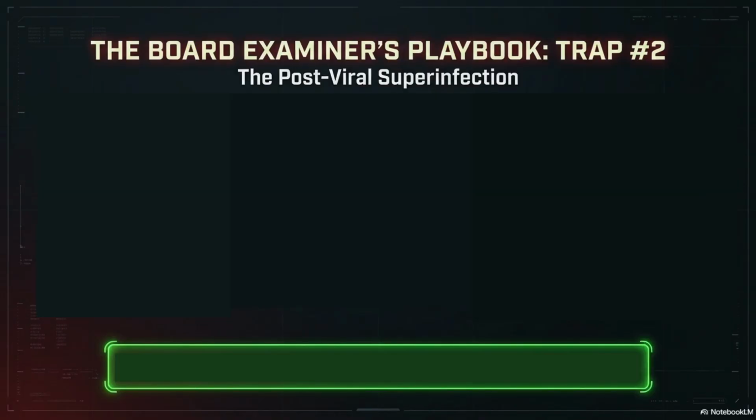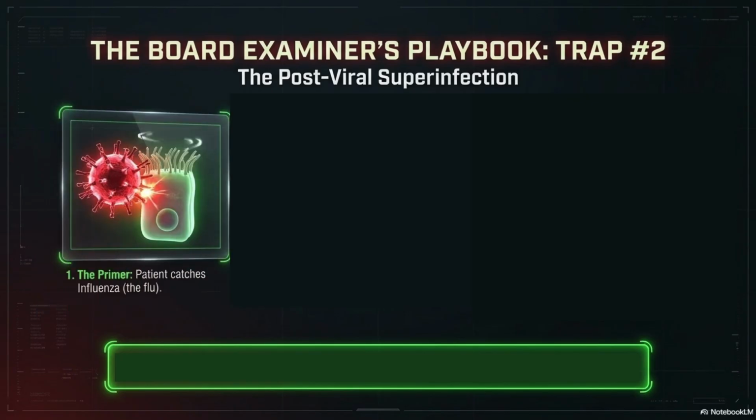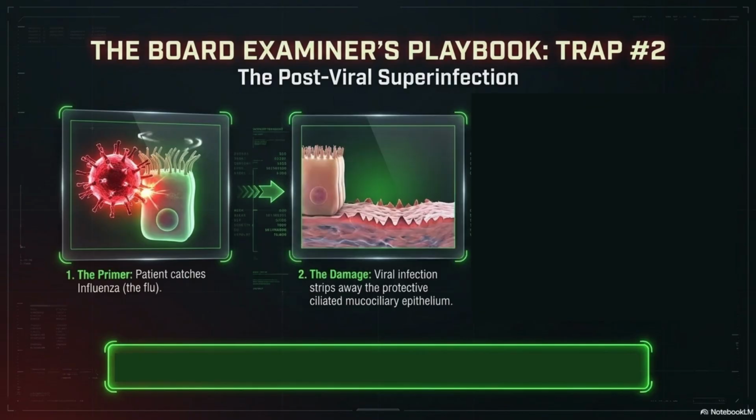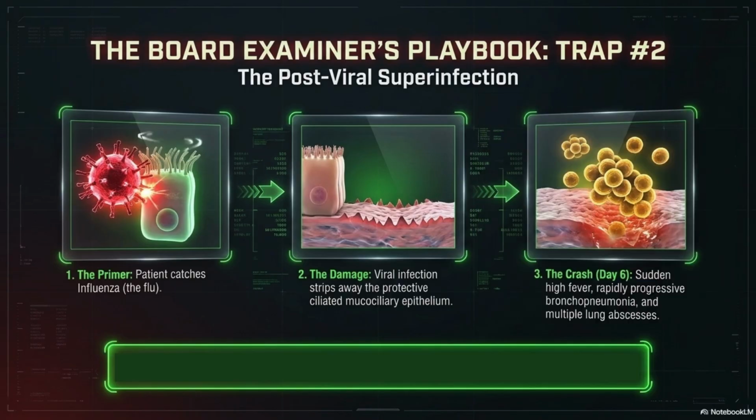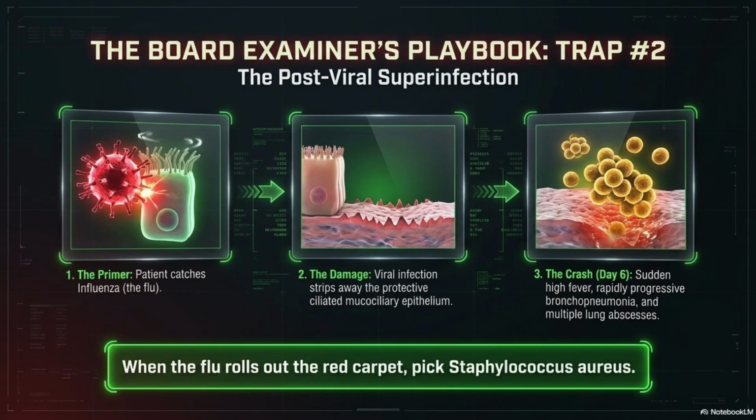Moving to trap number 2, the post-viral superinfection. Step 1 is the primer. The patient catches influenza or the flu. Step 2 is the damage. The viral infection strips away the protective ciliated mucociliary epithelium. Step 3 is the crash, usually around day 6. The patient suddenly develops a high fever, rapidly progressive bronchopneumonia, and multiple lung abscesses. The golden rule here is when the flu rolls out the red carpet, pick Staph aureus.